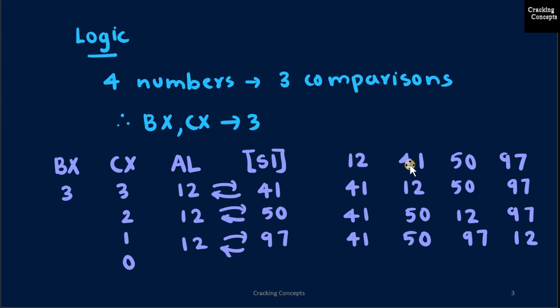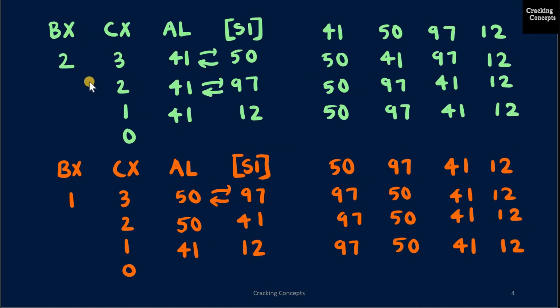When taking this pair of numbers 12 and 41, since 12 is lesser, we'll swap the numbers. Then going for the next set, 12 and 50. Again, 12 is lesser, so we swap. Then we have 12 and 97. Since 12 is lesser, we swap it again. For each of the swapping, the value of CX is decremented accordingly. And when it is 0, the loop is repeated, and the value of BX is decremented by 1. Now BX is 2. Again, CX is reset to the value 3.